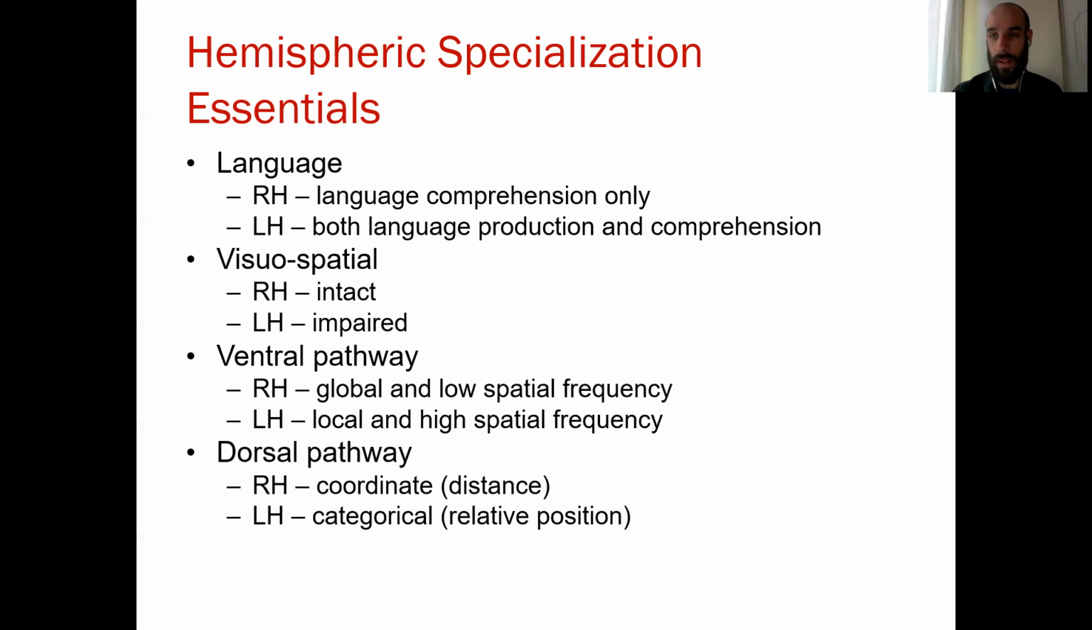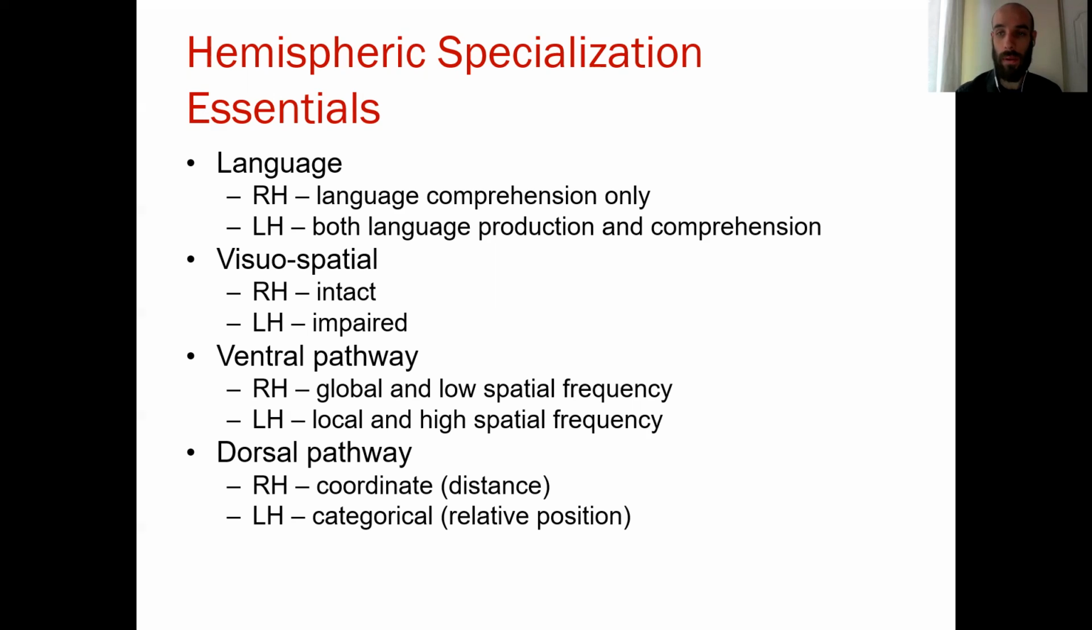So the right hemisphere seems to be involved in global, larger, big picture object recognition in the ventral pathway, low spatial frequency information. So again, big global ideas. And then the left hemisphere is involved in the small details. So small, local parts of what you're looking at are processed in the left ventral pathway.